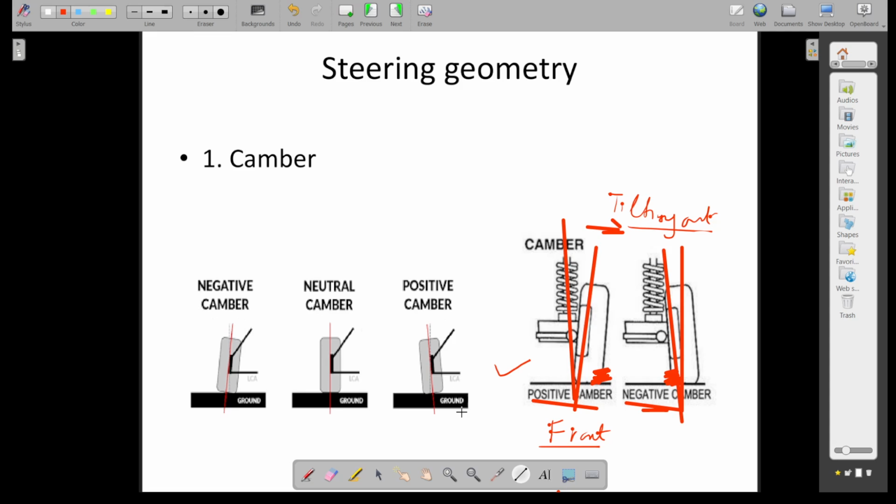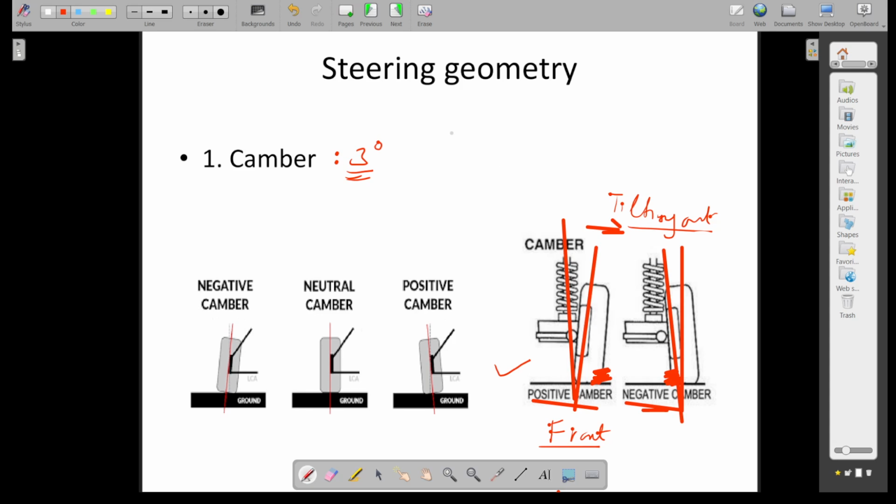So what is happening in the camber? The camber angle is generally less than 3 degrees. You can just note down these things. The camber angle is less than 3 degrees, and camber is built on the front wheels for various reasons, so that you can place the load.